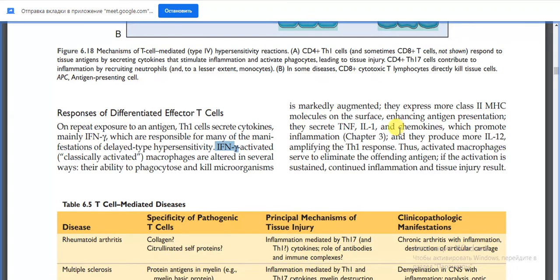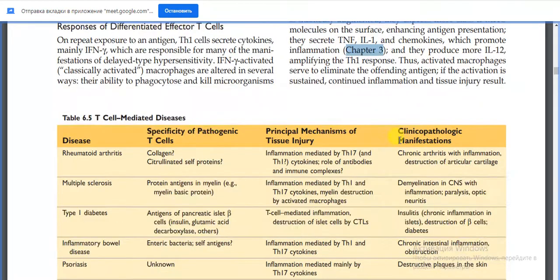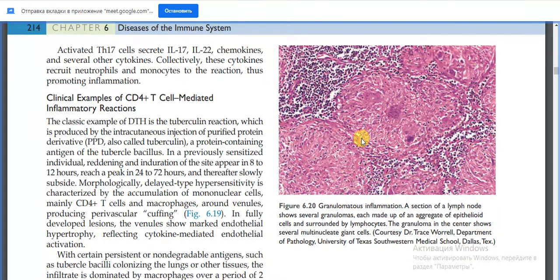So that's the role of macrophages we discussed before in chapter number 3. That's why I just repeat it to you. But you have to explain it to me in practical class. They produce more interleukin 12, amplifying the Th1 response. Okay, let's skip it. It's not so important.